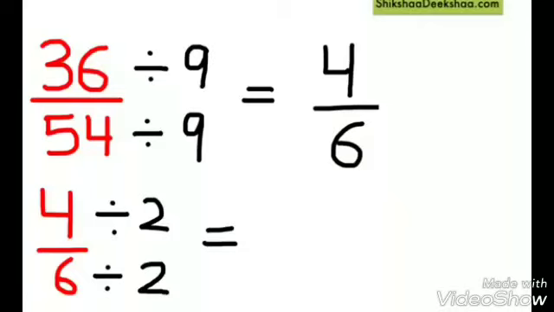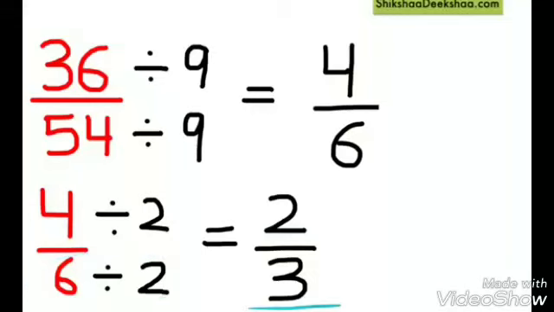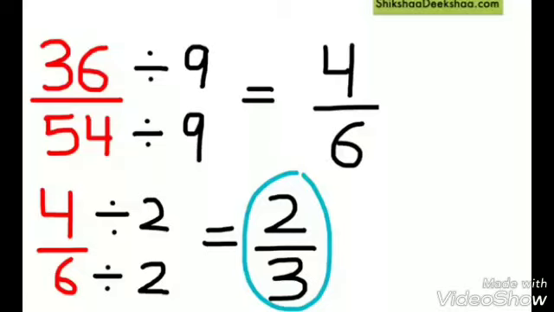So when we divide this 4 by 6 by 2, we see that 2 2s are 4 and 2 3s are 6. That is, 2 divides the 4 2 times and 2 divides the 6 3 times. We have 2 and 3. We cannot find any number other than 1 which can divide both the numbers. So 2 by 3 is the simple or simplified form of 36 by 54.